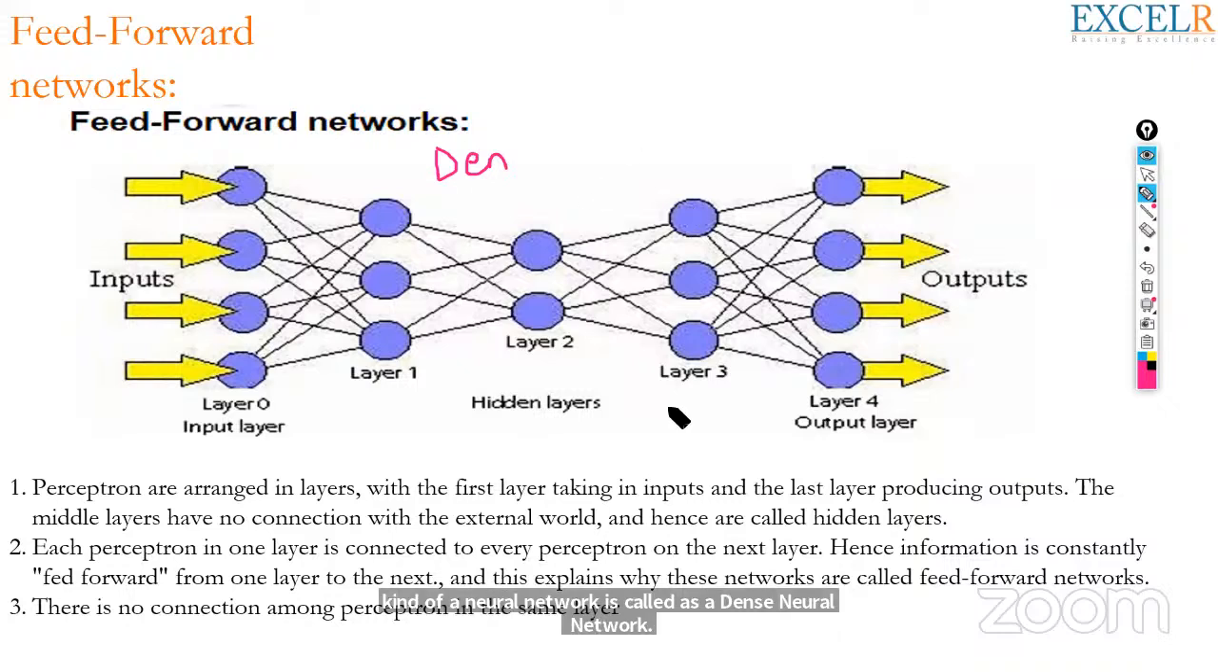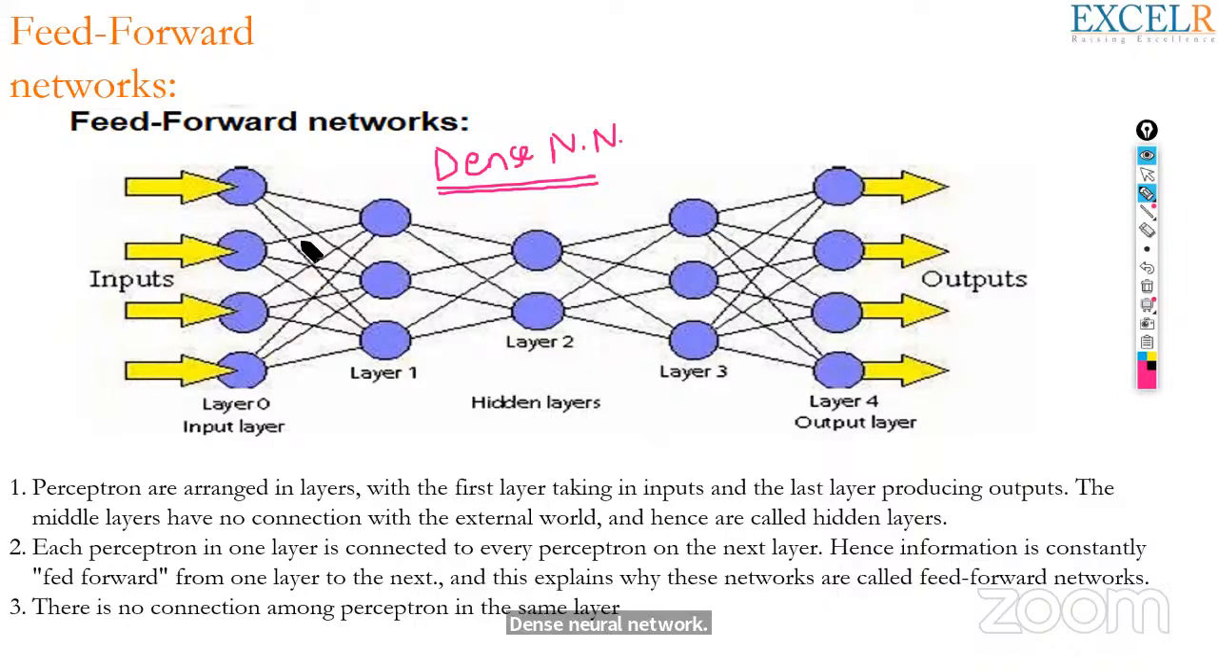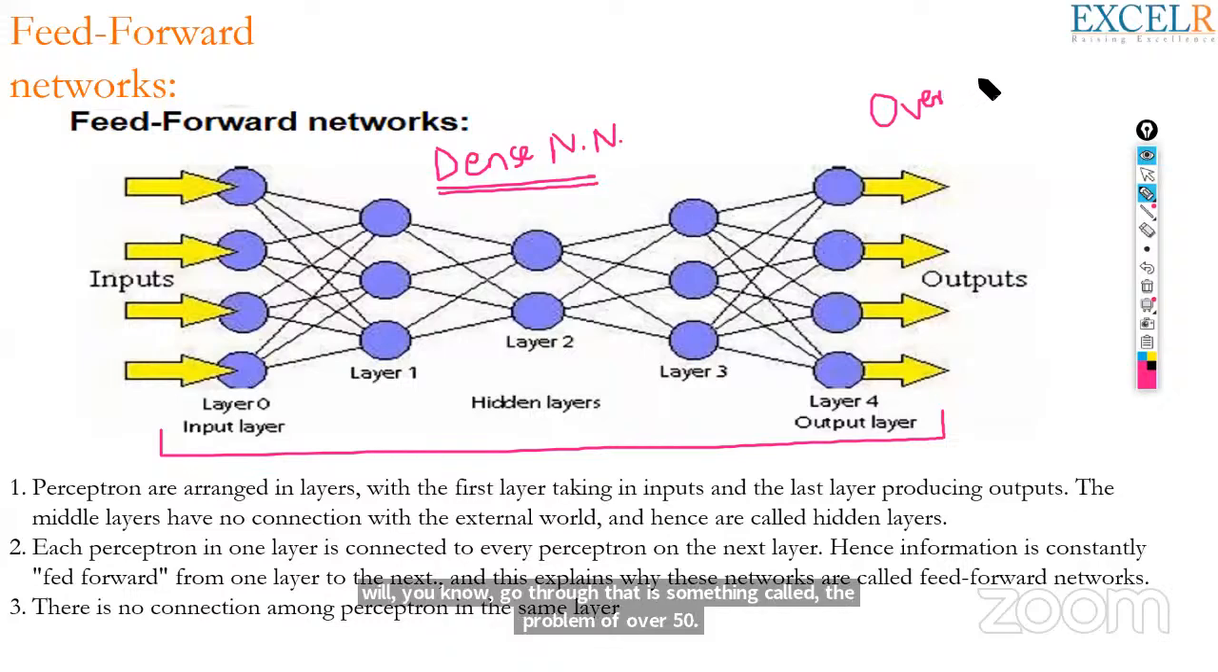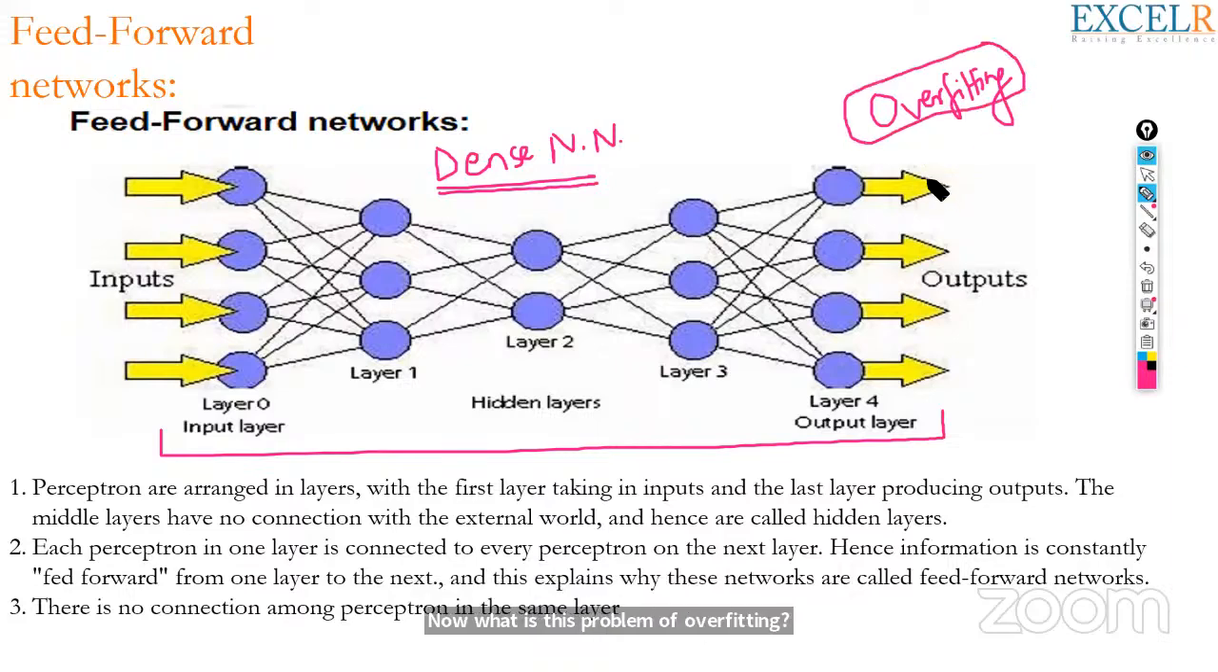Dense neural network, where we have all the connections available in between any of the two layers. Now there is one issue with this dense neural network. If we are using a dense kind of neural network, there is one particular issue which this kind of neural network will go through. That is something called the problem of overfitting. Now, what is this problem of overfitting?